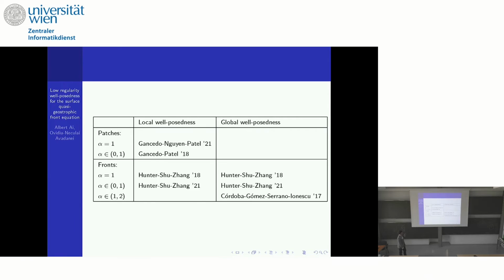When alpha is between 1 and 2, Cordoba, Gomez-Serrano, and Zlatoš showed that the problem is globally well-posed for small and localized initial data in H^{2-alpha}. And let me also tell you that Hunter, Shu, and Zhang also proved that the problem is globally well-posed for small, localized, and essentially smooth initial data. They worked in H^s of R, where s is greater or equal than 1,200.